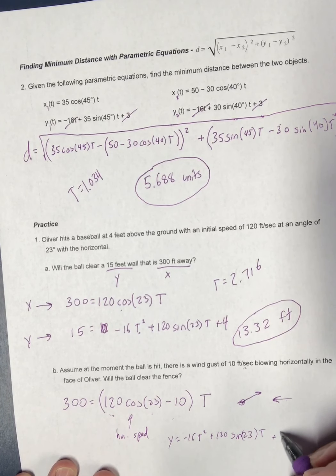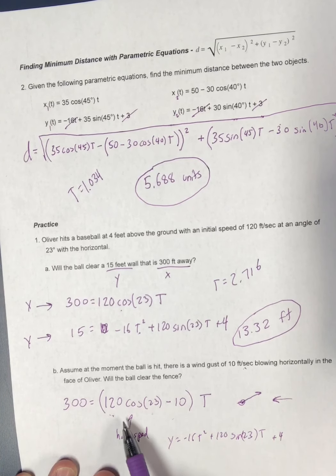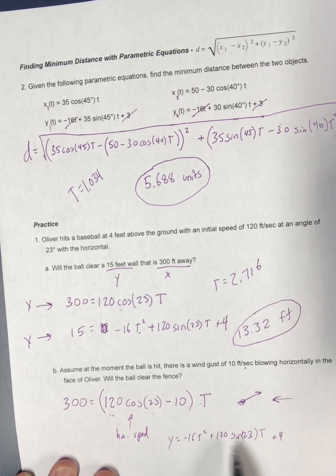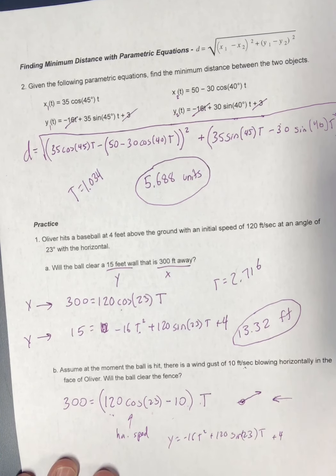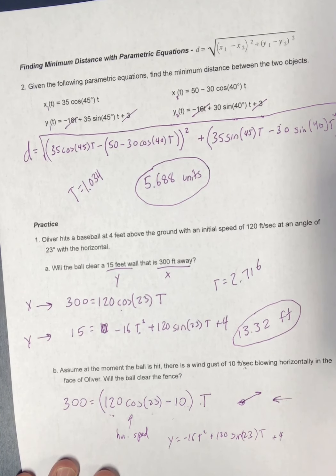So the process here is the same. You would find out this t value, plug it in. Since it wasn't a home run originally, it won't be a home run if there's a wind in the face of Oliver. But you can certainly try it out if you want to.